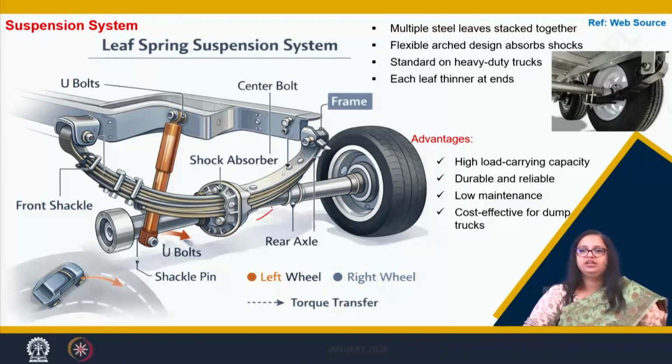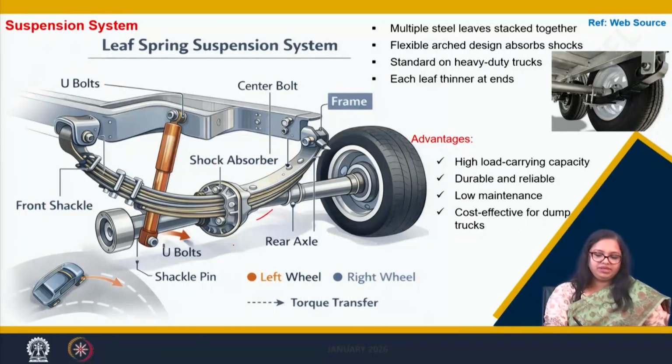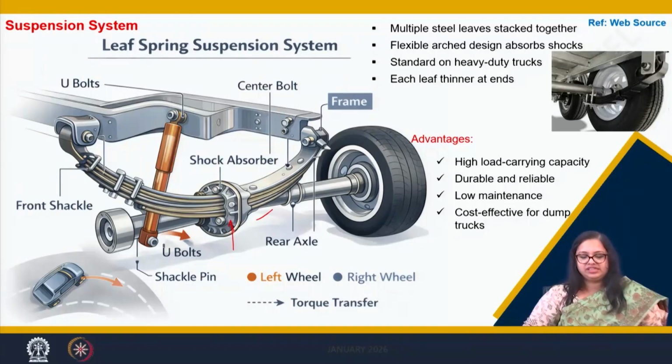So, there are multiple leaves, or multiple sheets, which are clubbed together to give rigidity to this suspension system that would take the load experienced at the central part of these leaves, which are attached together to take up the load that comes from the road and is not experienced by the superstructure. So, they have a flexible arch design to absorb shocks, and they are standard on heavy duty trucks.